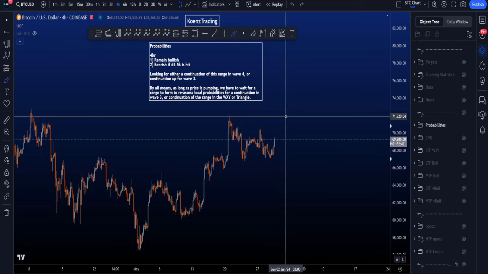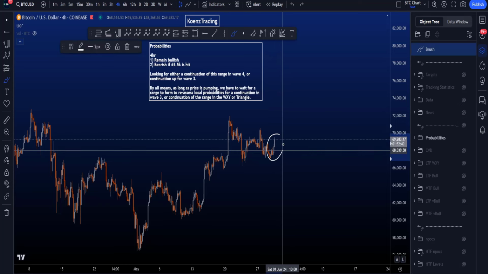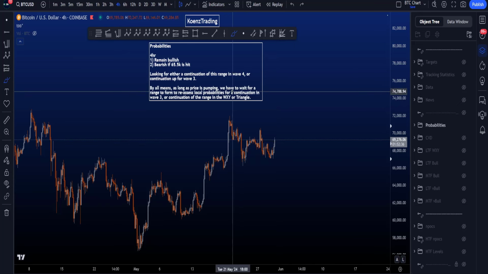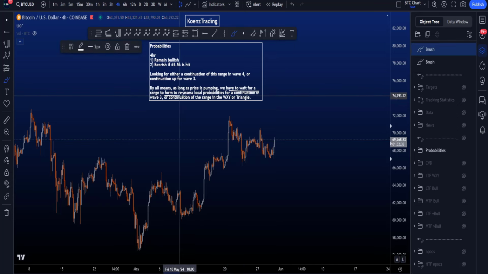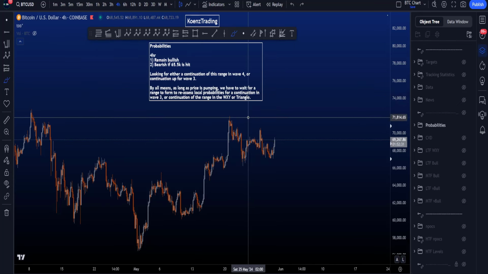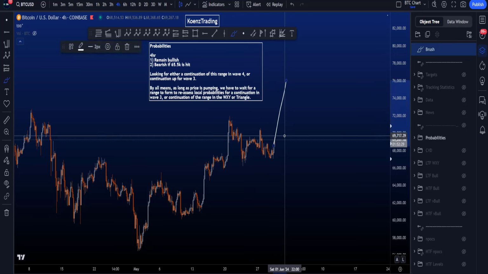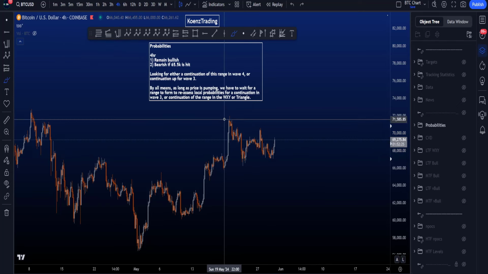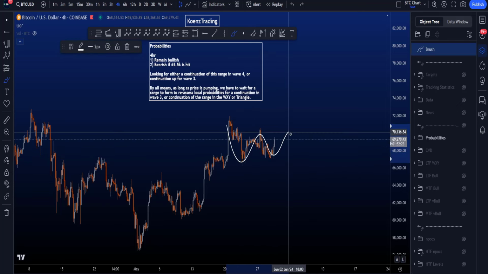By all means, as long as price is pumping on the lower time frames, moving to the upside with volume increasing, we have to wait for a range to form to reassess the local probabilities for a continuation in a wave 3 or a continuation of the range in either a WXY or a triangle ABCDE.